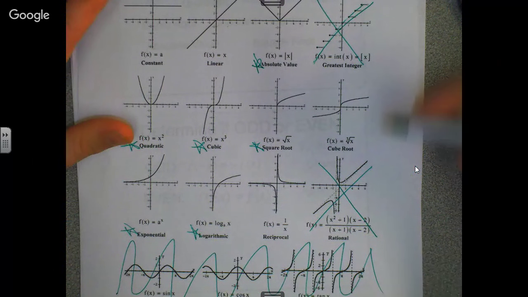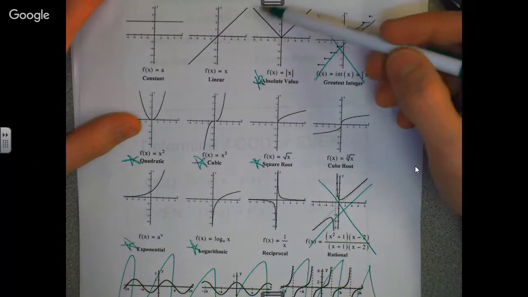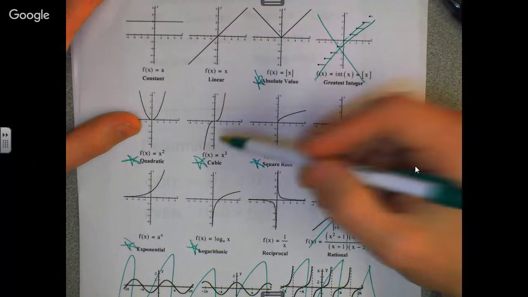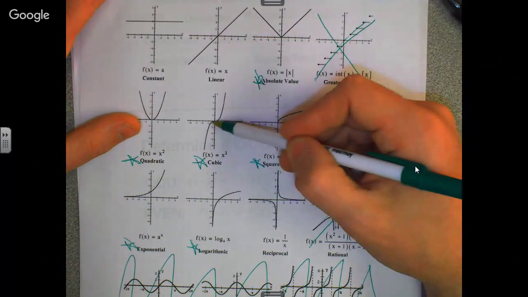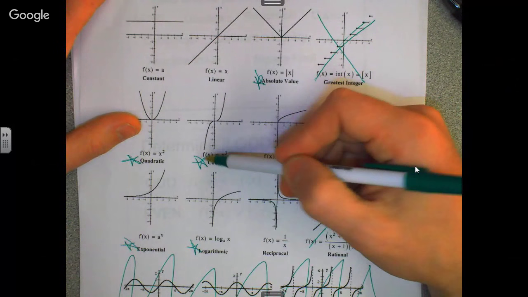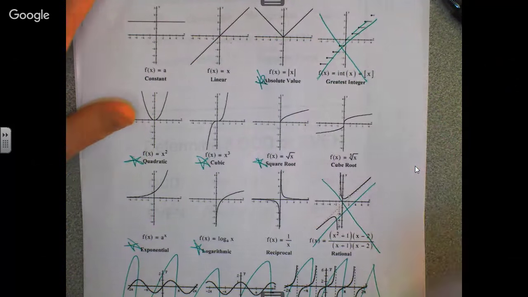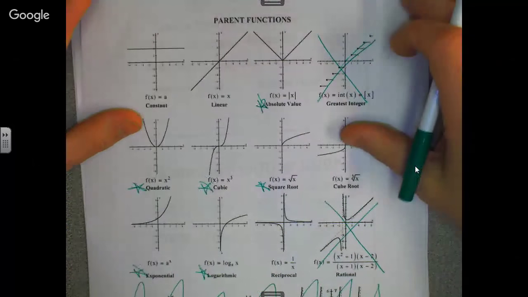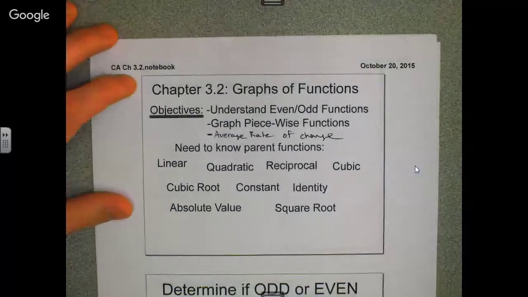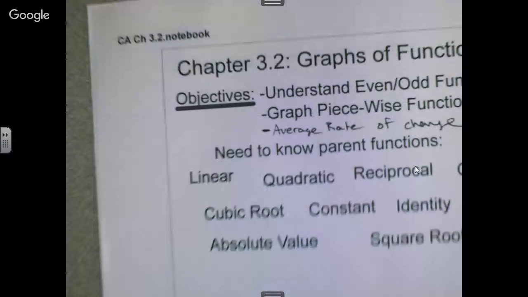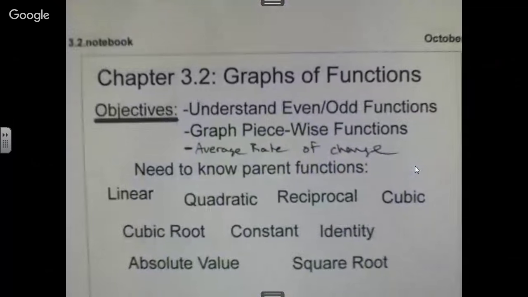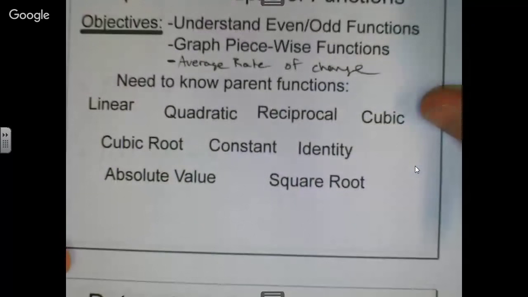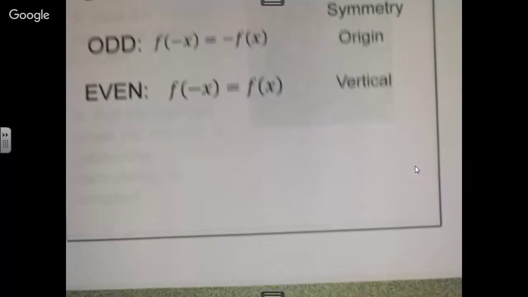So keep this handy. At any point, I should be able to say, what's the cubic function look like? And you should be able to tell me or sketch out this curve for it. Or what's the logarithmic parent function? You should be able to sketch out that curve as well. So keep that handy. Those are the need-to-know parent functions, so make sure you're studying those.